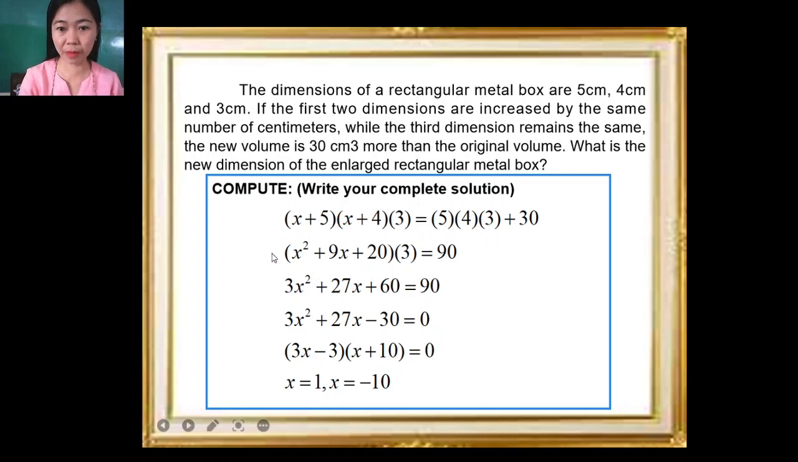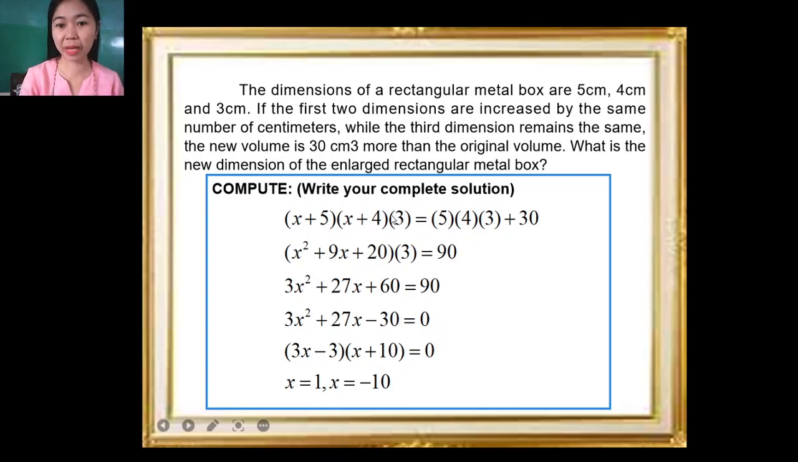Now, we are going to simplify our equation. X plus 5 times the quantity of x plus 4 is equal to x squared plus 9x plus 20 using the distributive property. So, x times x is x squared. X times 4 is 4x. 5 times x is 5x. Then 5 times 4 is 20. Simplifying that by combining like terms, our middle term will be 9x. So, we have x squared plus 9x plus 20 as the product of the first two factors.